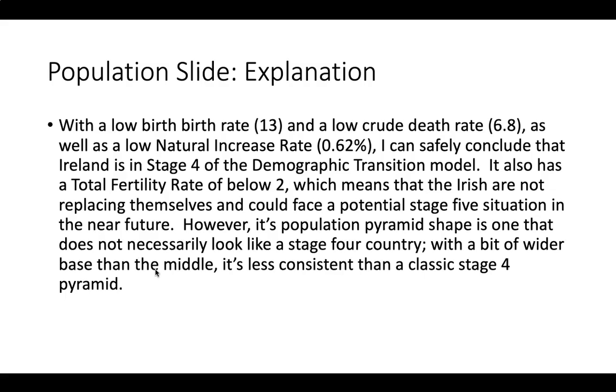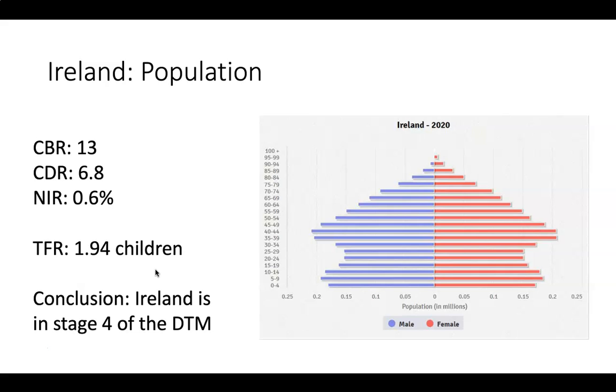And then I also talked about the population pyramid shape, which looks like this, right? Which is a little odd in that it is not quite as up and down as a classic stage 4 population pyramid would be. A little bit more of a pillar with the tapering off at the end. We can see that there's a little bit of difference. And I have talked about that here.